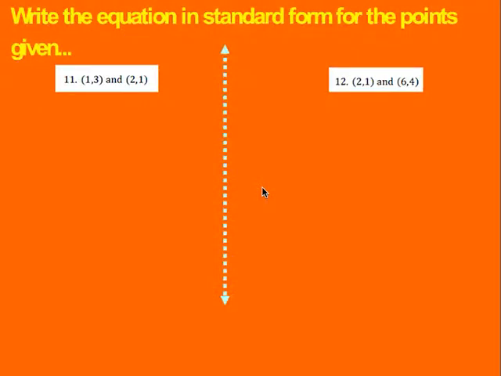Now, let's take a look at number 11. So when we're looking at number 11, what we want to do is first calculate out the slope. So I'm going to do y2 minus y1 over x2 minus x1. So then 1 minus 3 is negative 2. And then 2 minus 1 is going to give me 1. So negative 2 divided by 1 is negative 2. Okay. So then what we're going to do is we're going to calculate out point slope.